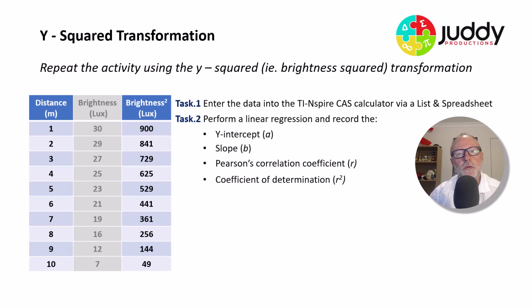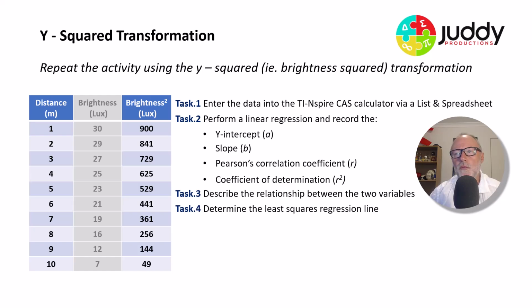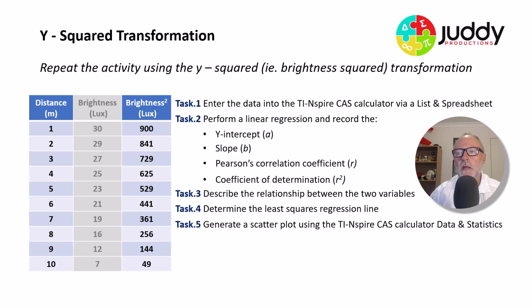Task number 2, we'll perform a linear regression and find the following values. Task number 3, we'll describe the relationship between the two variables. Task number 4, we'll determine the least squares regression line. Task number 5, we'll generate a scatter plot using the TI-CAS calculator.